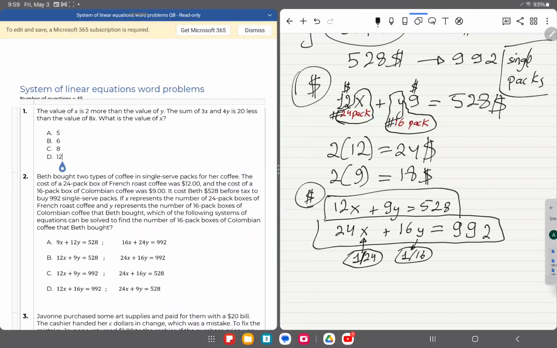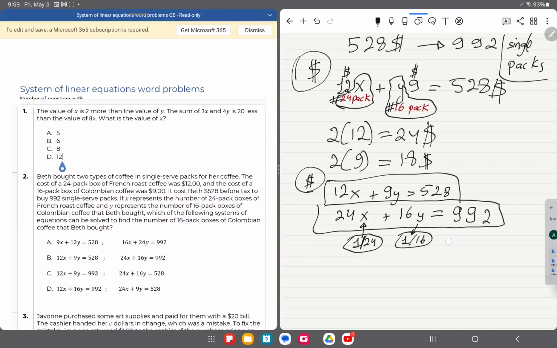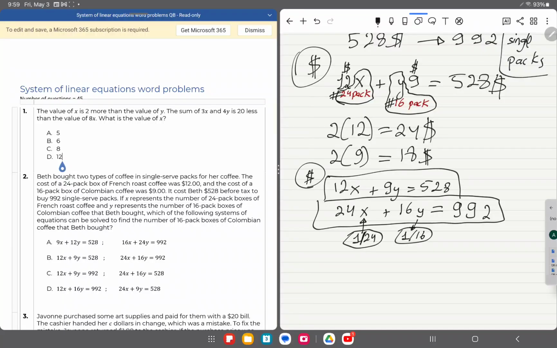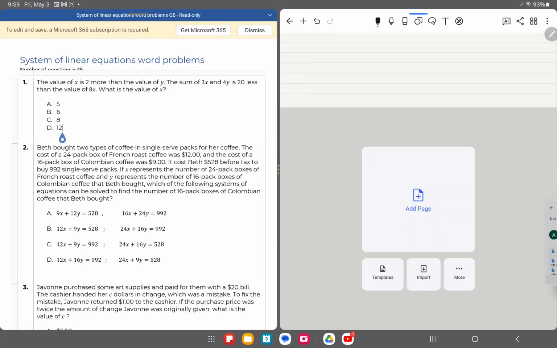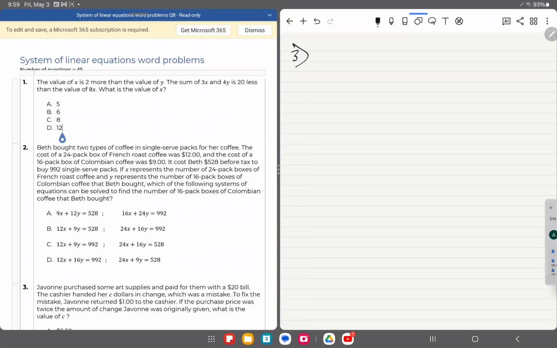I'm going to solve the system and then get the answer, but I'm not supposed to solve here because they're just asking you to choose which one applies. So 12x plus 9y is equal to 528, and 24x plus 16y is equal to 992. Now let us go to number 3.